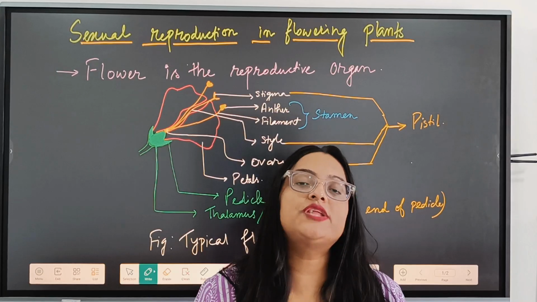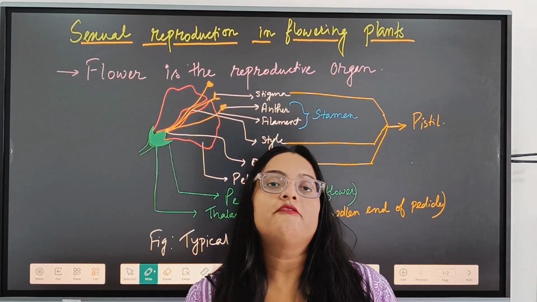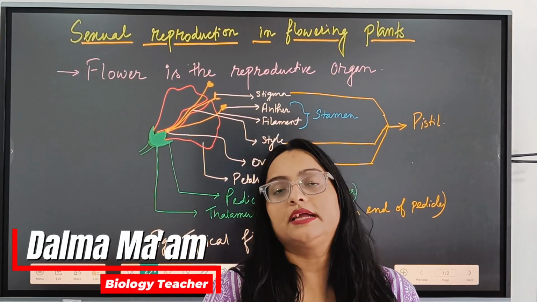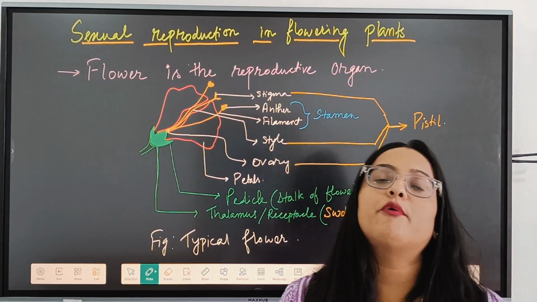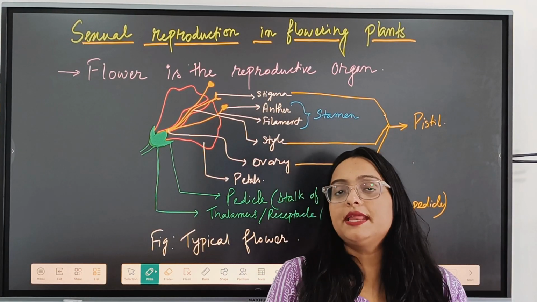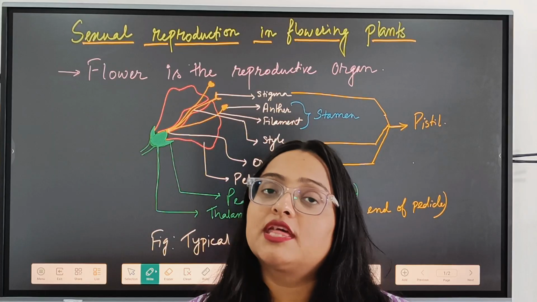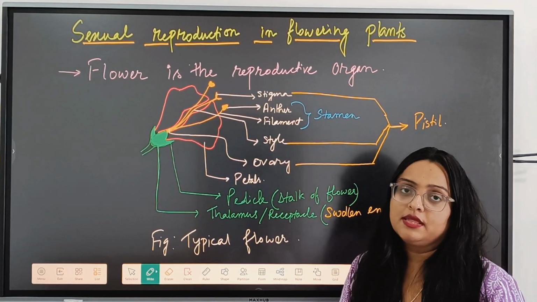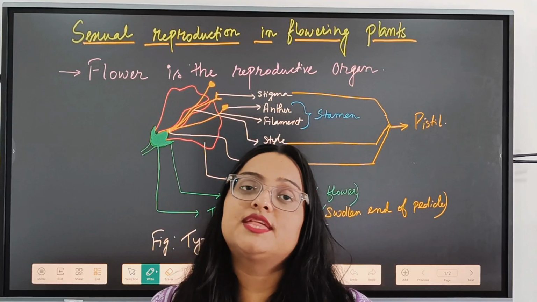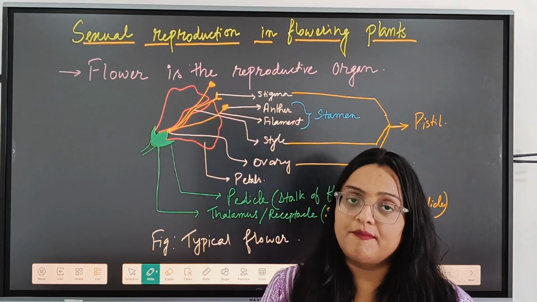Hello students, so today we are going to discuss the first chapter of class 12 biology, that is sexual reproduction in flowering plants. So in a plant, what is the sexual organ? What is the reproductive organ? So flower is the reproductive organ of a plant.